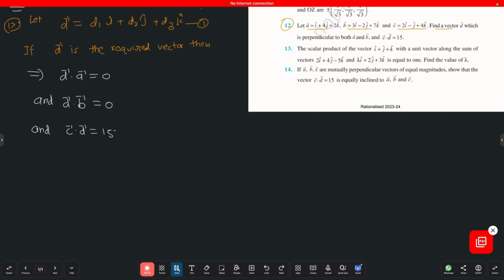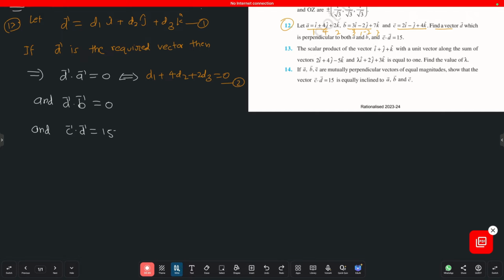You know D vector is D1 i plus D2 j plus D3 k. From here, can you tell me what the D dot A product is? What are the components of A vector? 1, 4, 2, and here 3, minus 2, 7. I don't want to write everything, the question is already lengthy. So it will be 1 into D1 plus 4 D2 plus 2 D3 equals 0. This is equation 1.